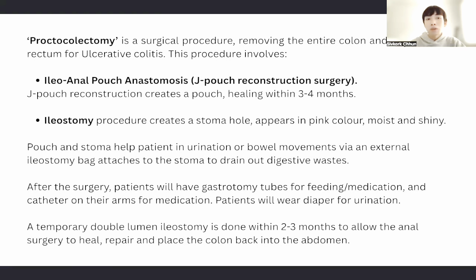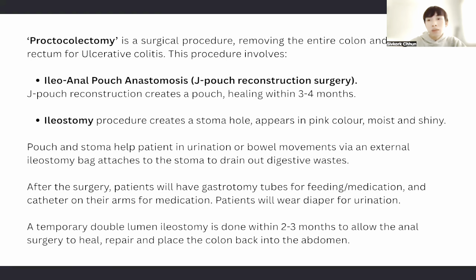So ileo-anal pouch anastomosis, J-pouch reconstruction surgery, creates a pouch, and it heals within 3 to 4 months. And then the ileostomy procedure creates a stoma hole. The ileostomy can be temporary or permanent, a double lumen ileostomy. It is done within 2 to 3 months to allow the anal pouch surgery to heal and repair, and then the colon is placed back into the abdomen. And it creates a stoma hole.